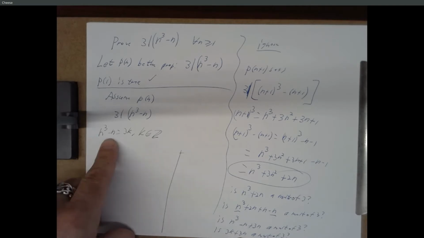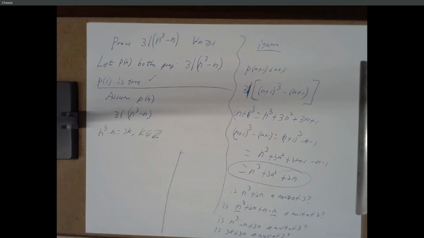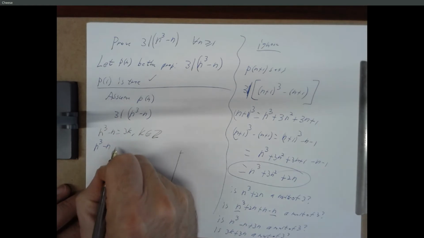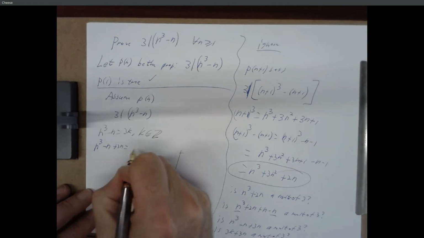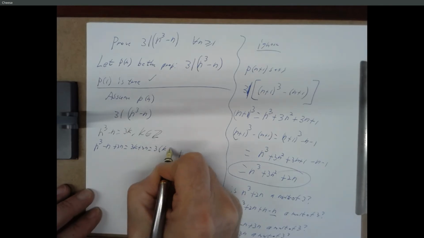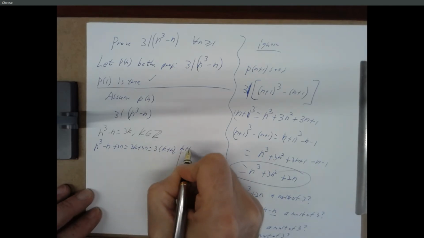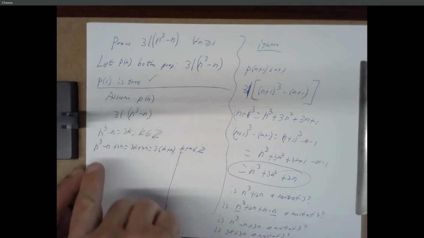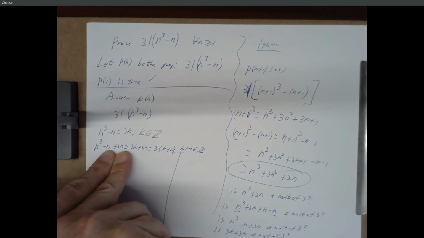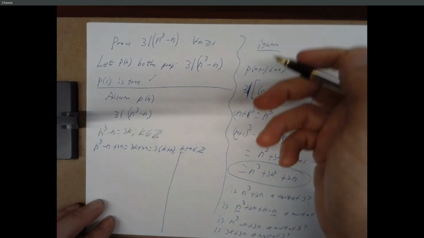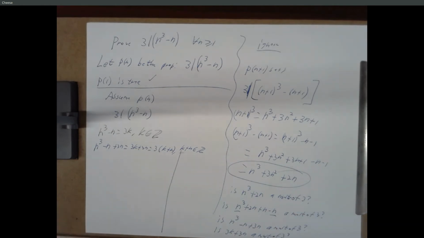We know that n cubed minus n is equal to 3k. So n cubed minus n plus 3n equals 3k plus 3n equals 3 times (k plus n), and k plus n is still an integer. So n cubed minus n plus 3n is divisible by 3. And now we just have to kind of run up all of this stuff backwards, right?